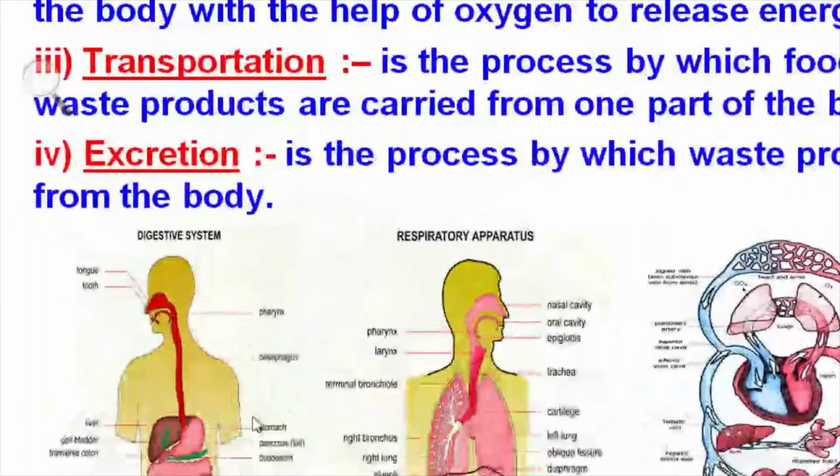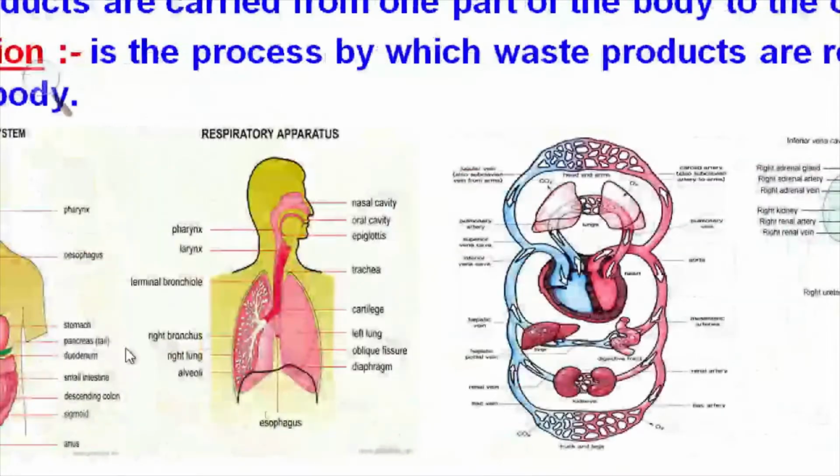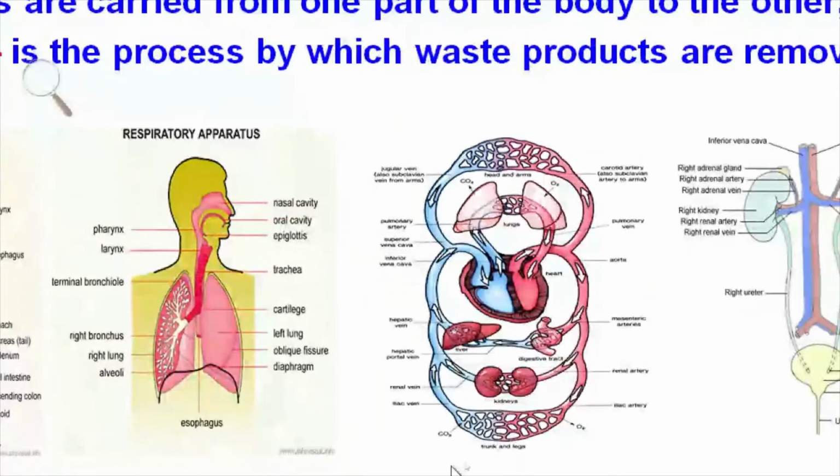Here we can see the human digestive system, which consists of the tongue, teeth, basically the buccal cavity, then the esophagus, stomach, gallbladder, liver, small intestine, large intestine, anus, etc. If we move to the respiratory system, it consists of the nasal cavity, then the pharynx, then the larynx, then the trachea, then the bronchus, then the bronchioles, which end up in alveoli.